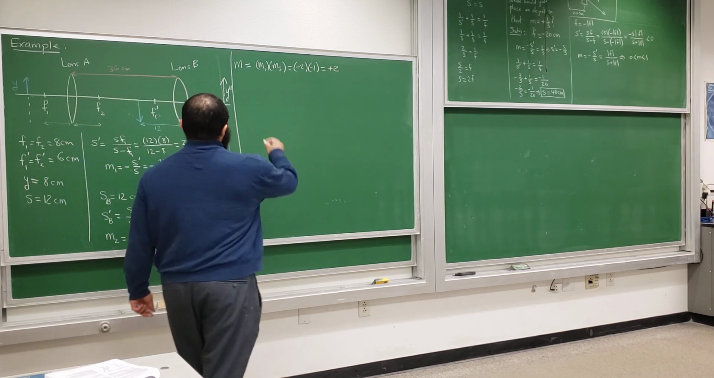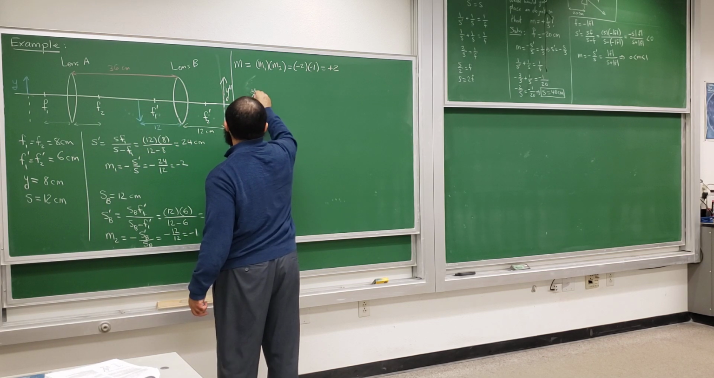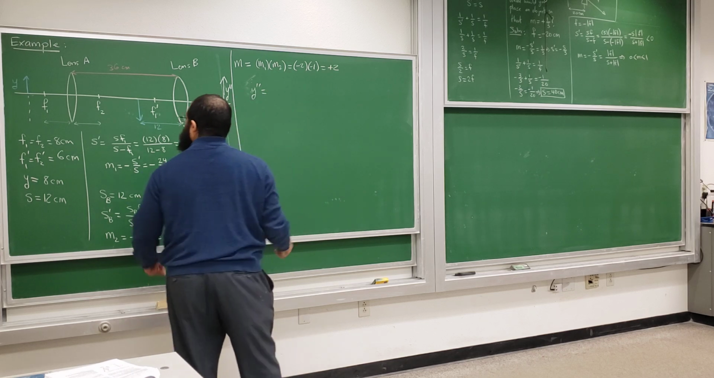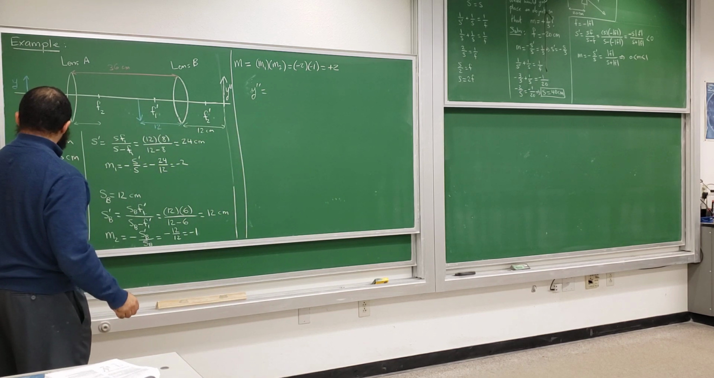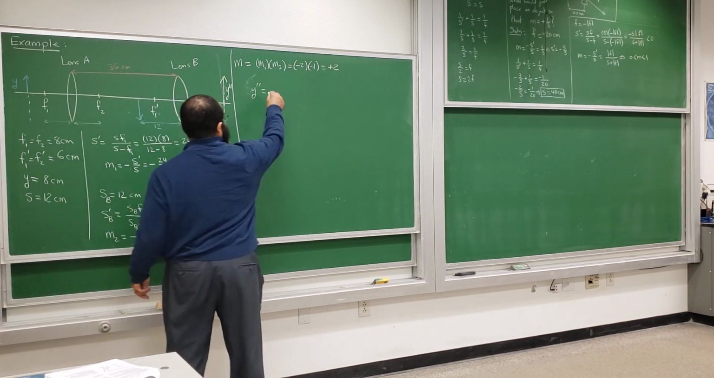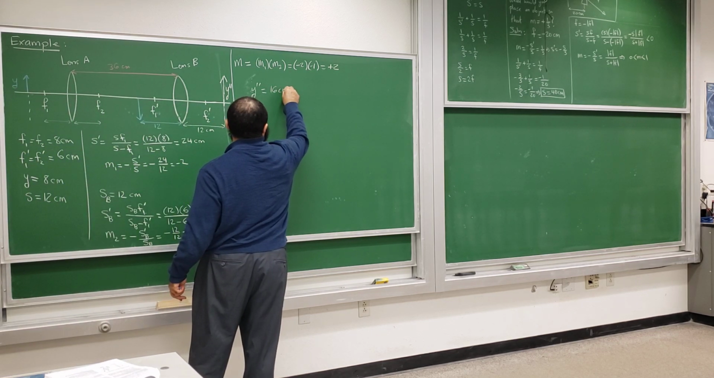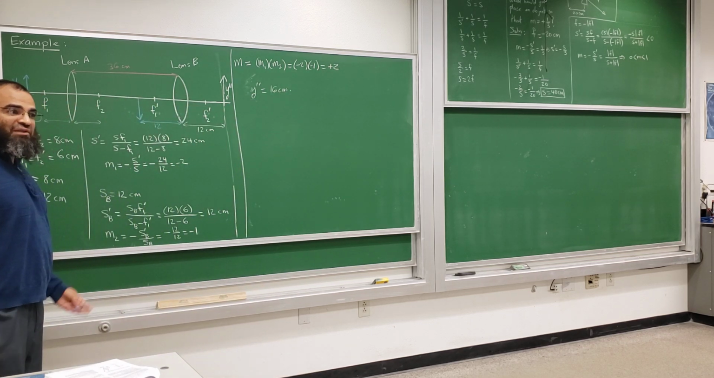And what would be the height of the image? Y double prime? 16 centimeters. This was 8, so that one would just be doubled, so it would be 16 centimeters.